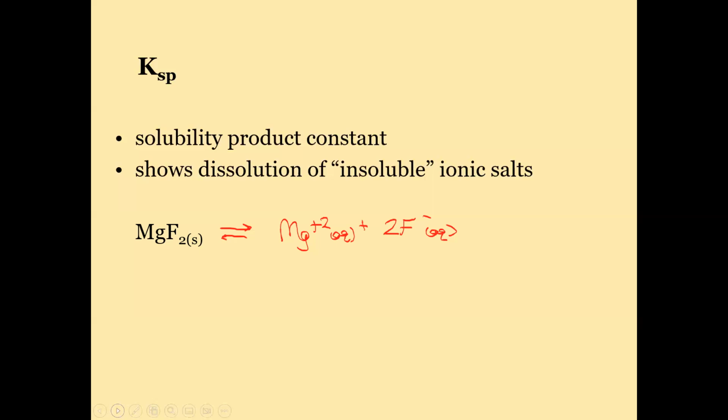Let's look at another equation of the dissolution of ions. So here, if we have calcium phosphate, which is a solid, calcium phosphate will produce 3 calcium ions and 2 phosphate ions. Yet again, in that system of equilibrium.